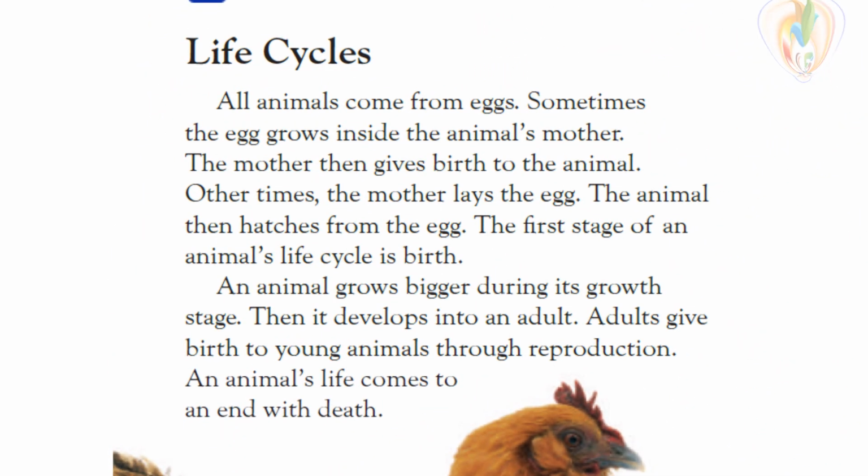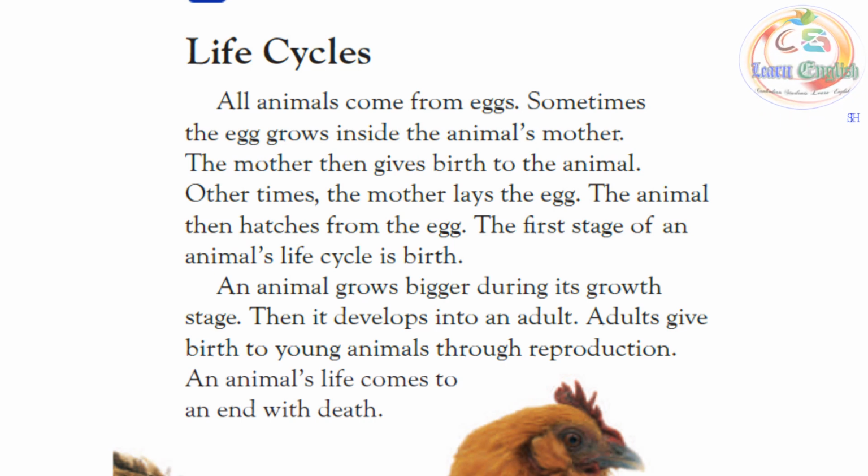Life cycles. All animals come from eggs. Sometimes the egg grows inside the animal's mother. The mother then gives birth to the animal. Other times, the mother lays the egg. The animal then hatches from the egg.